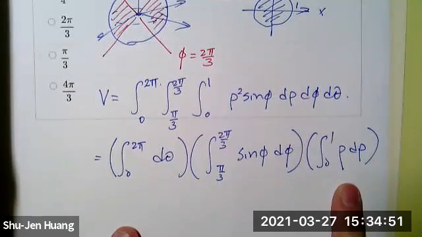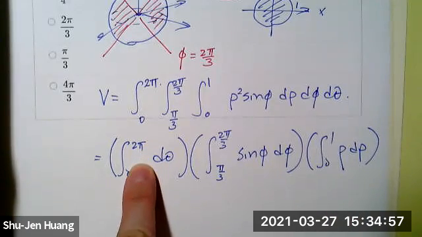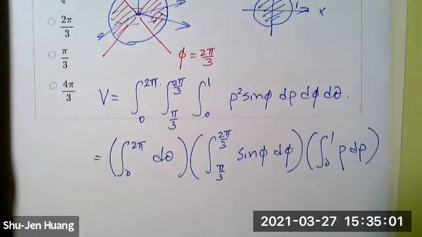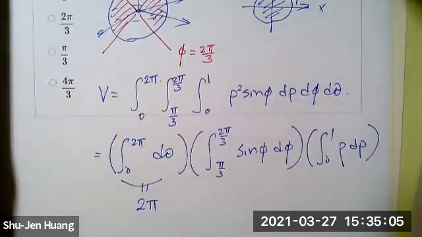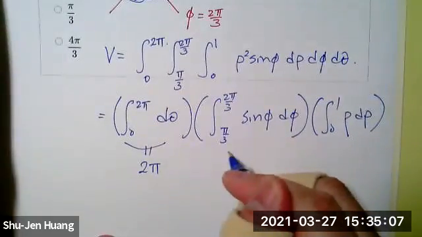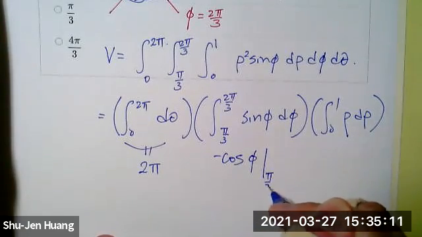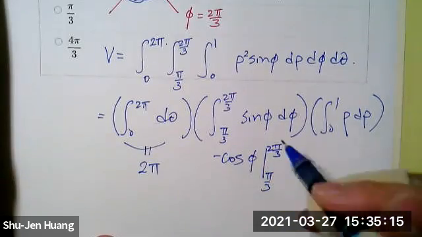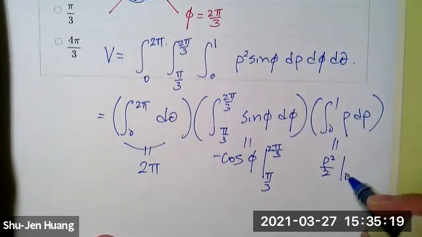So now we have something like this. For theta, there's no integrand here, that means 1, and the integral is just the length of the interval, which is 2 pi. For this one, you're going to get minus cosine phi, with phi from pi over 3 to 2 pi over 3. And the last one is rho squared over 2, from 0 to 1.